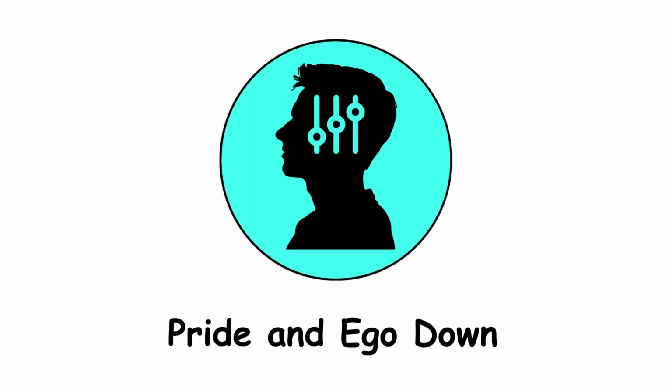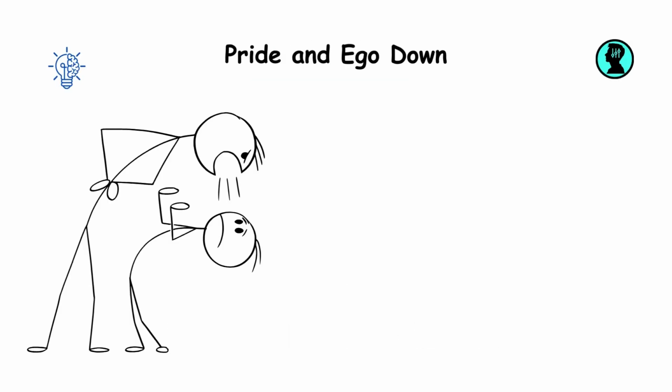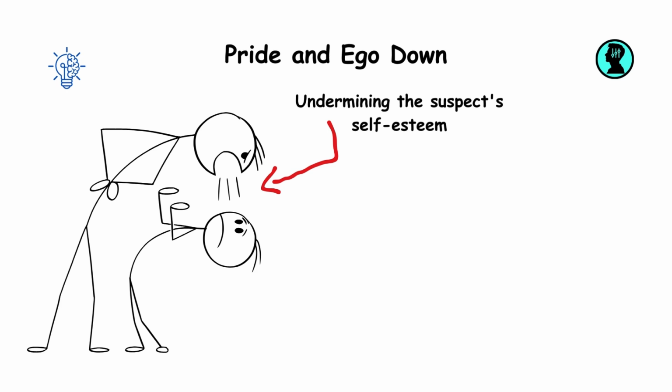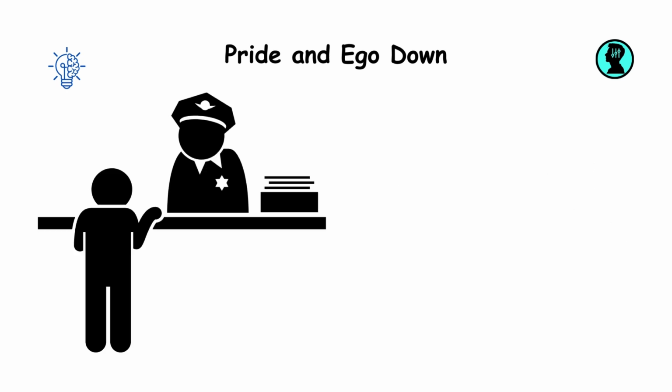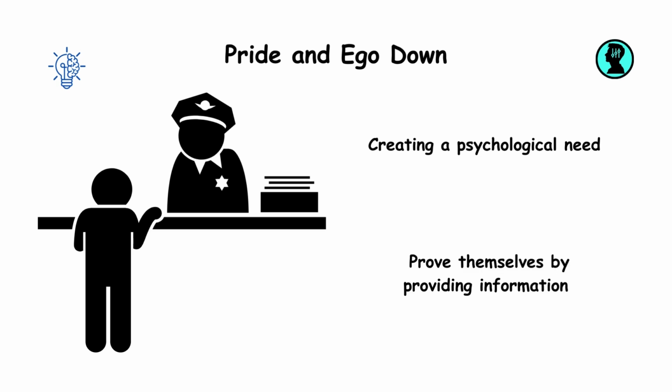Pride and ego down. Pride and ego down involves undermining the suspect's self-esteem to induce cooperation. Interrogators may belittle or challenge the suspect's abilities, creating a psychological need for the suspect to prove themselves by providing information.